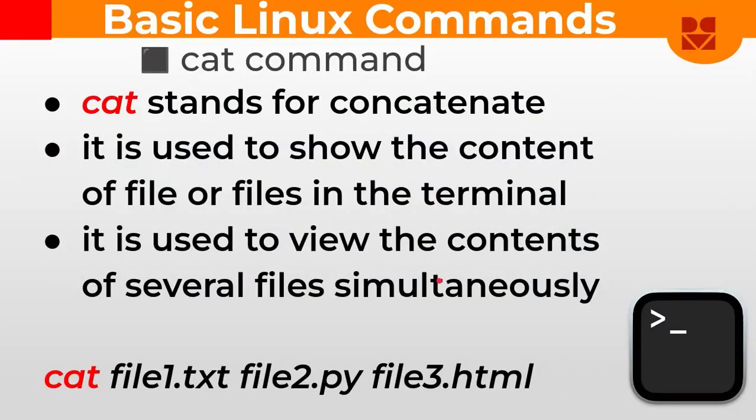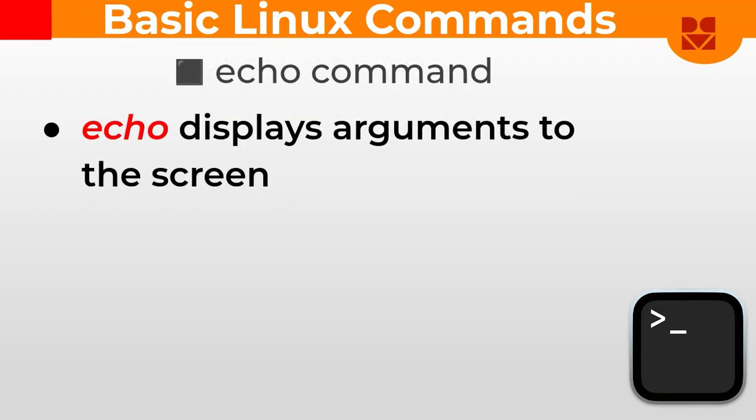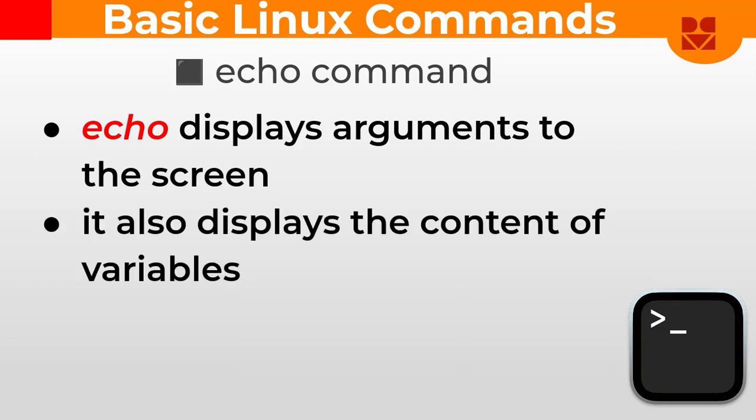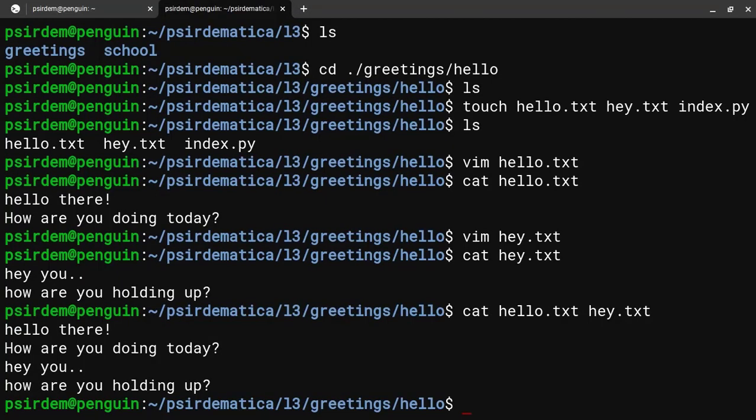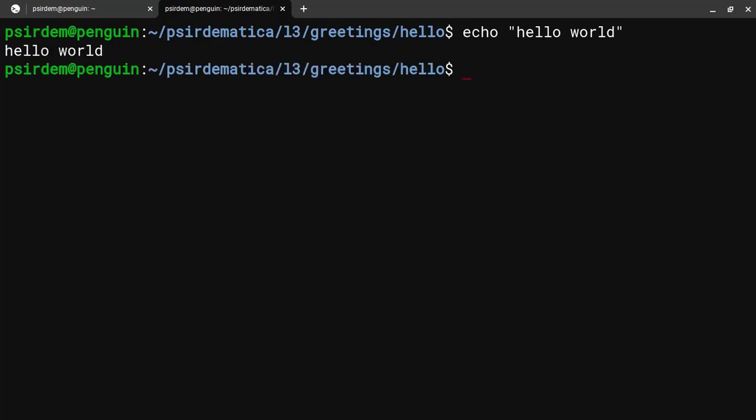Okay, so yeah, for that right now, the next command we'll look at is the echo command. So the echo command displays arguments to screen, and then it also displays the content of variables. So its equivalent in other programming languages would be print. Like in Python you have to do print. With echo, giving it anything, right, will just print the hello world or whatever you give it to screen.